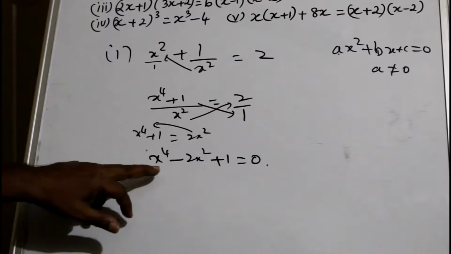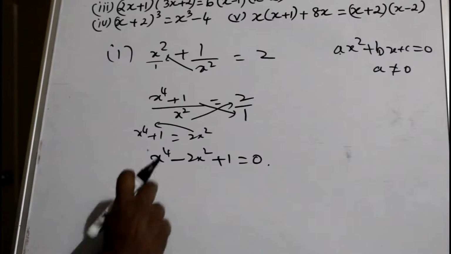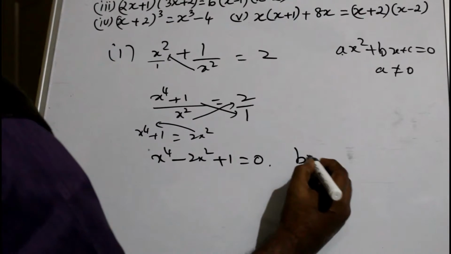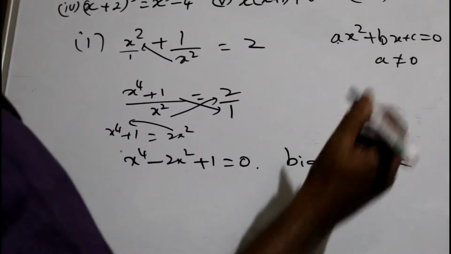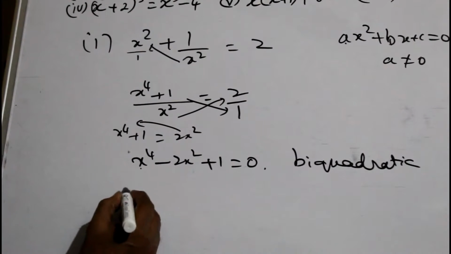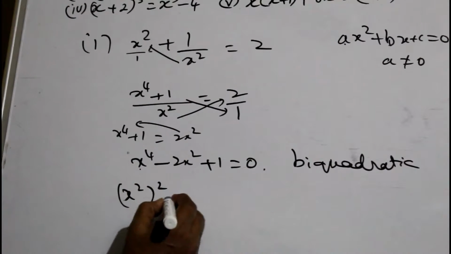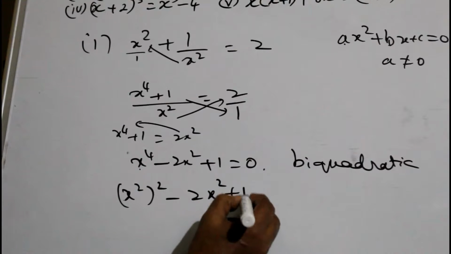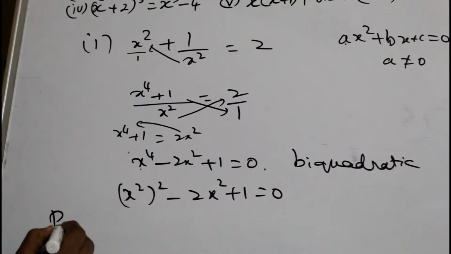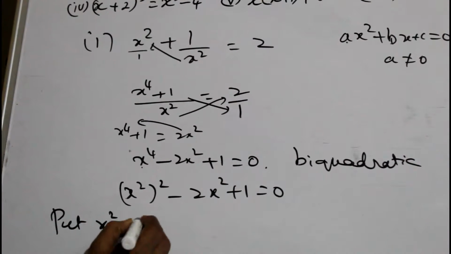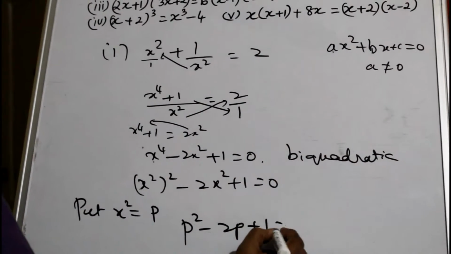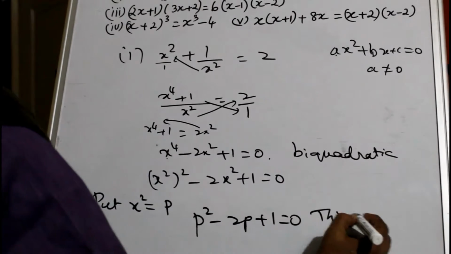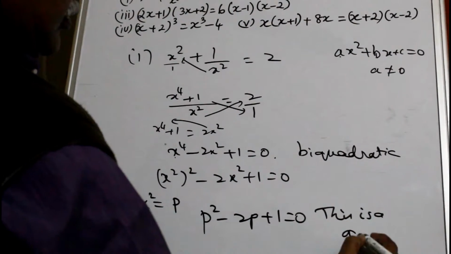Now this is power 4, so it is not a quadratic. It is called biquadratic. Though this x power 4 we can write like this: x square the whole square minus 2x square plus 1 equal to 0. If you put x square equal to p, you get p square minus 2p plus 1. This is a quadratic in p.